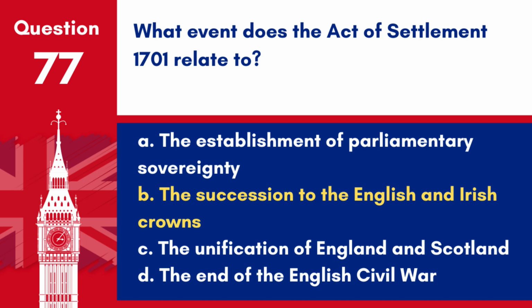Answer: B. The succession to the English and Irish crowns. The Act of Settlement 1701 was enacted to settle the succession to the English and Irish crowns on Protestants only.